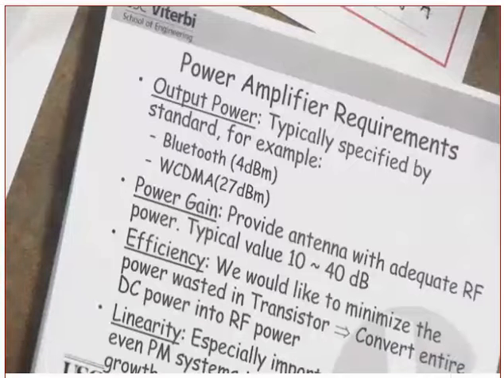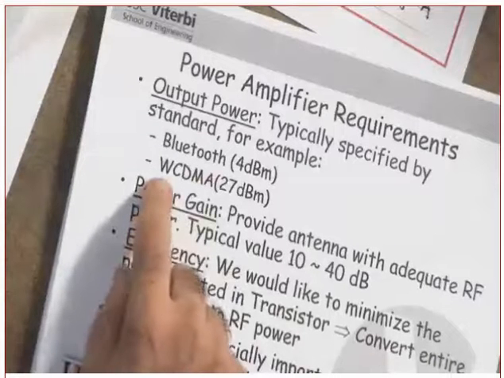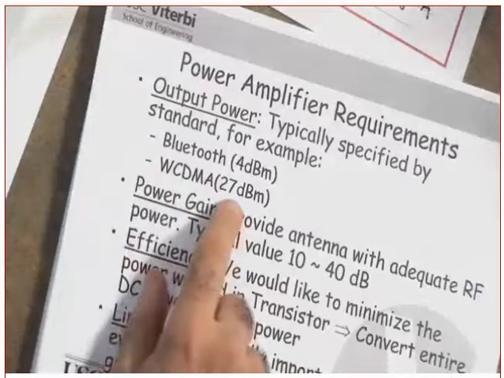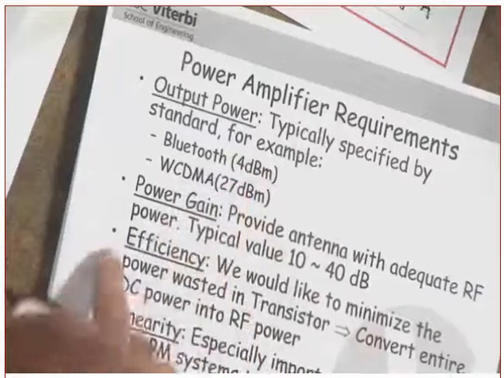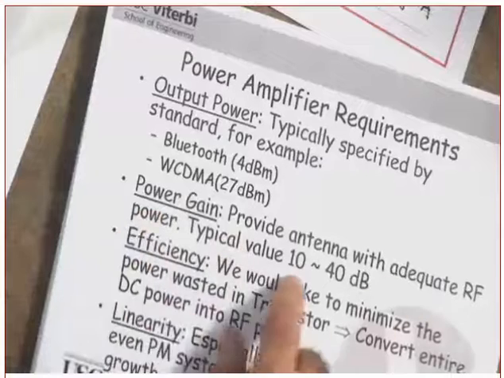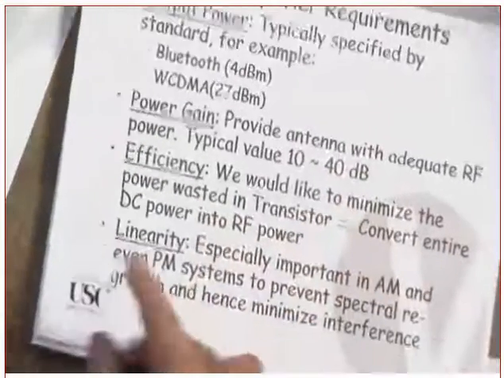The Bluetooth is a standard that sometimes they call a personal area network or a body area network, because you are going to put the devices on your body, either on your wrist or on your phone or whatever. Whereas for example, the wideband CDMA, which is the 3rd generation, it's 27 dBm, which is much larger. The power gain, to provide the antenna with adequate RF power, typically is about 10 to 40 dB. These are typical values.